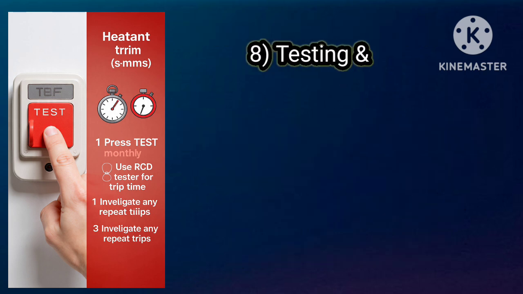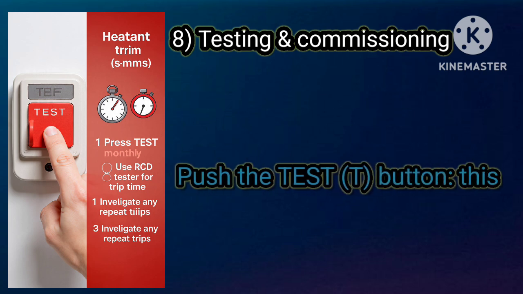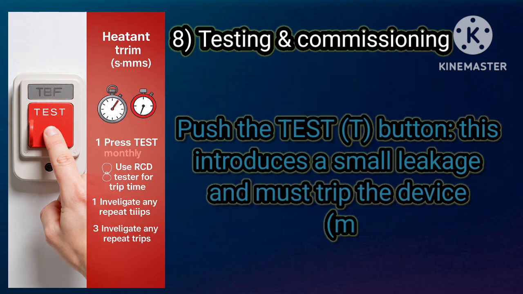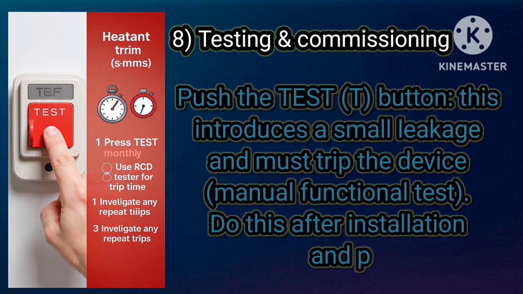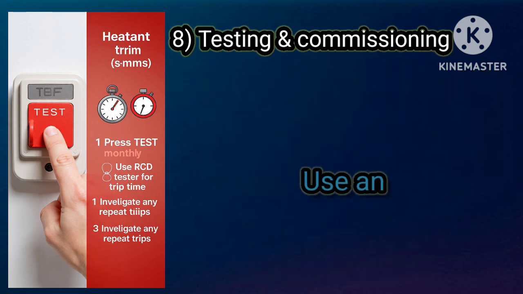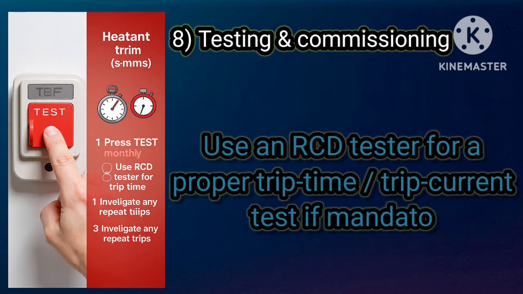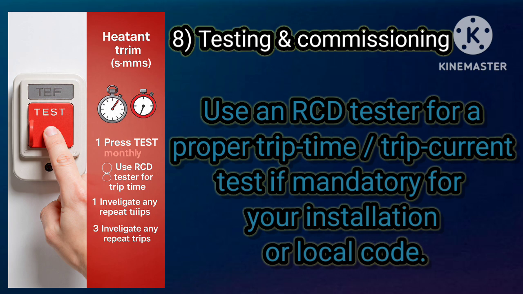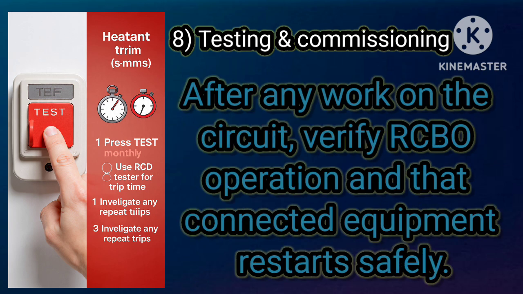8. Testing and commissioning. Push the test T button. This introduces a small leakage and must trip the device: a manual functional test. Do this after installation and periodically, monthly is common advice. Use an RCD tester for a proper trip time and trip current test if mandatory for your installation or local code. After any work on the circuit, verify RCBO operation and that connected equipment restarts safely.